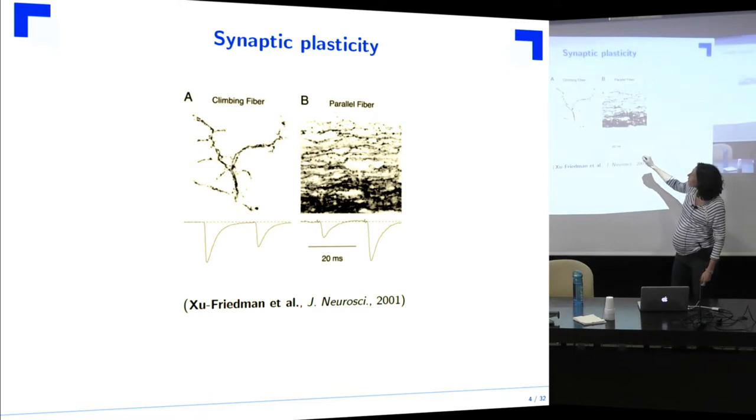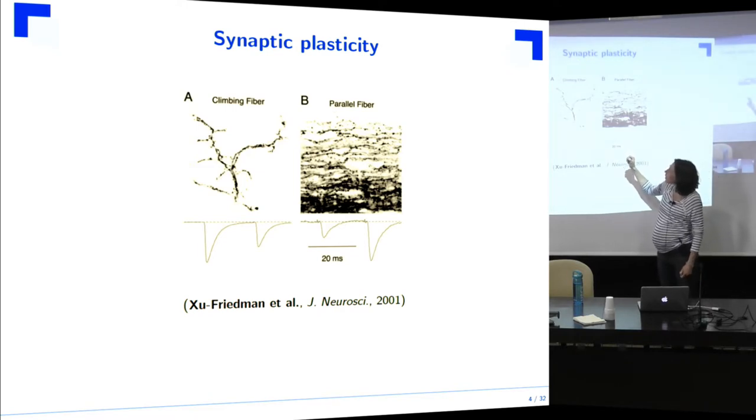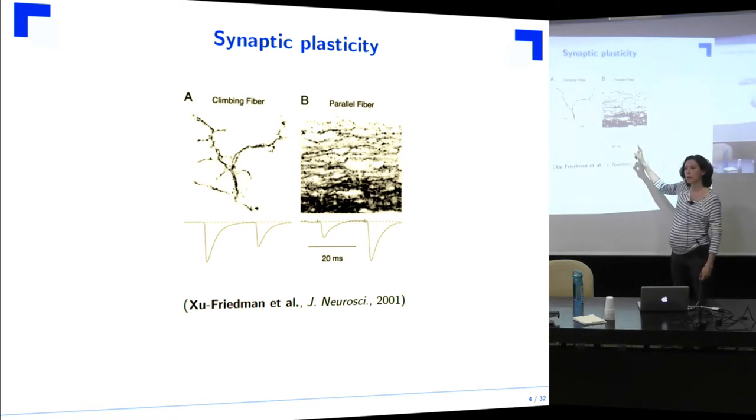One very well-known hypothesis is that the facilitation, when the response gets bigger, is due to the fact that, okay, you have the first pulse entering, and then you have plenty of calcium in your terminal, okay? And then when the second pulse is going to come, you have twice as much calcium. So it's going to activate twice as many vesicles.